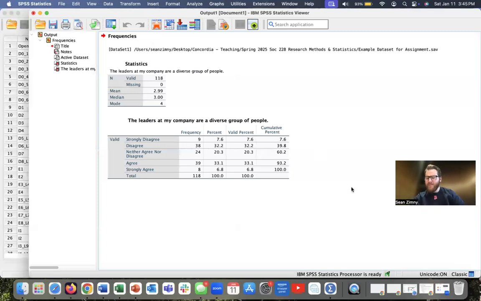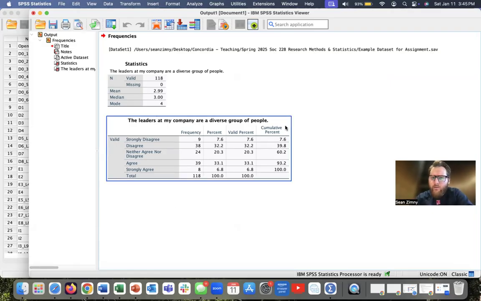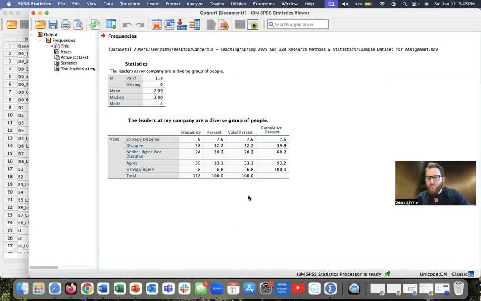Now we have to describe what this means. Remember, this is a survey that is administered from the organization to its employees. So I want to know, from a mean score of 1 to 5, whether it's in the middle or high or low. So what does this mean? For the statement that the leaders at my company are a diverse group of people, out of the valid percent, 33% agree with the statement and 6.8% strongly agree. So just under 40%, just under half, agree with that statement, for a mean score of 3.99. What do I want to know from that information?